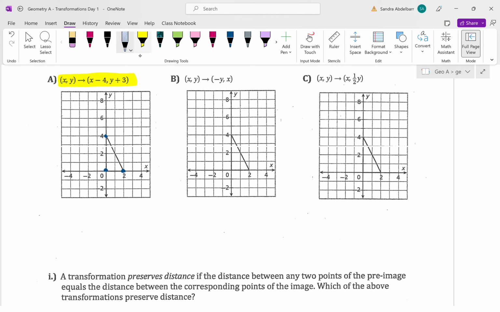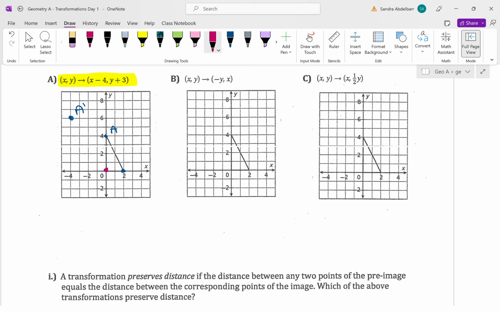So here we are. Let's go with blue. So I'm going to go 1, 2, 3, 4, and then 1, 2. Let's say this is A. This is now my A prime. The prime, the slash on top, is always our image after the transformation. That little slash on top. All right, next one.